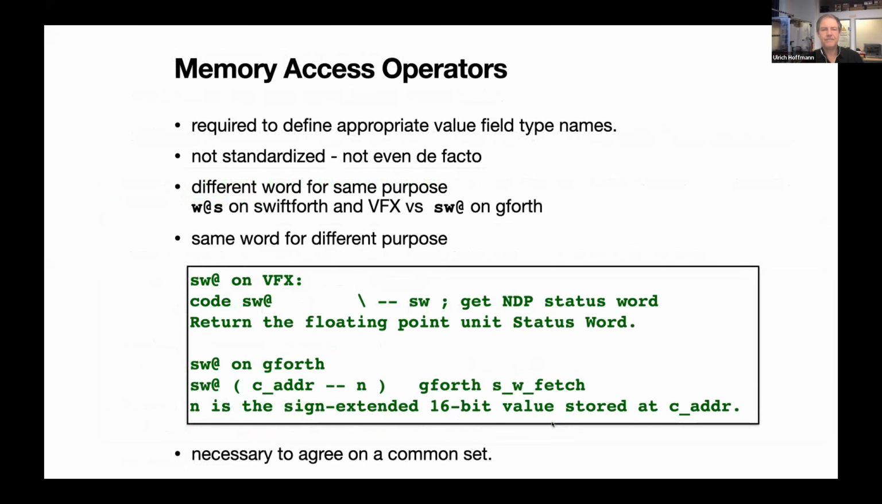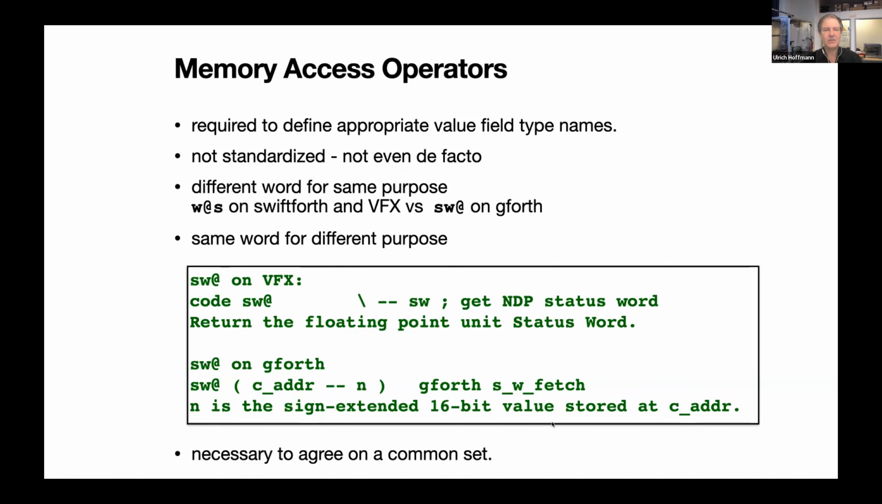And as you see, we need to know about memory operators, like fetch and store and cfetch and cstore. That's easy for 8 bits. But if we want to fetch a 16-bit value, how is the operator called? And if we want to do it sign extended, what then? They are not standardized, not even de facto. There is no agreement among Forth systems on how to call these memory operators, 16-bit operators or 32-bit operators or maybe 64-bit operators. And different Forth systems use different words for different purposes.